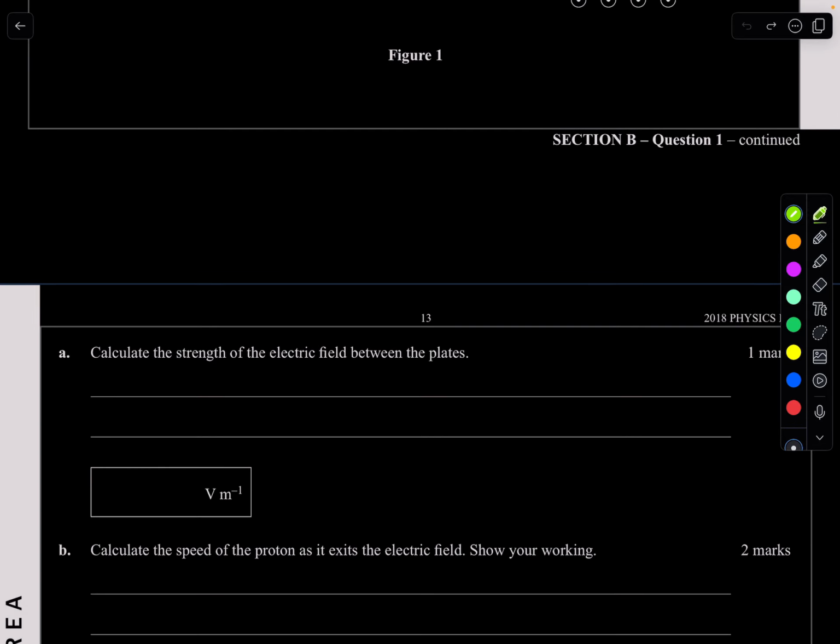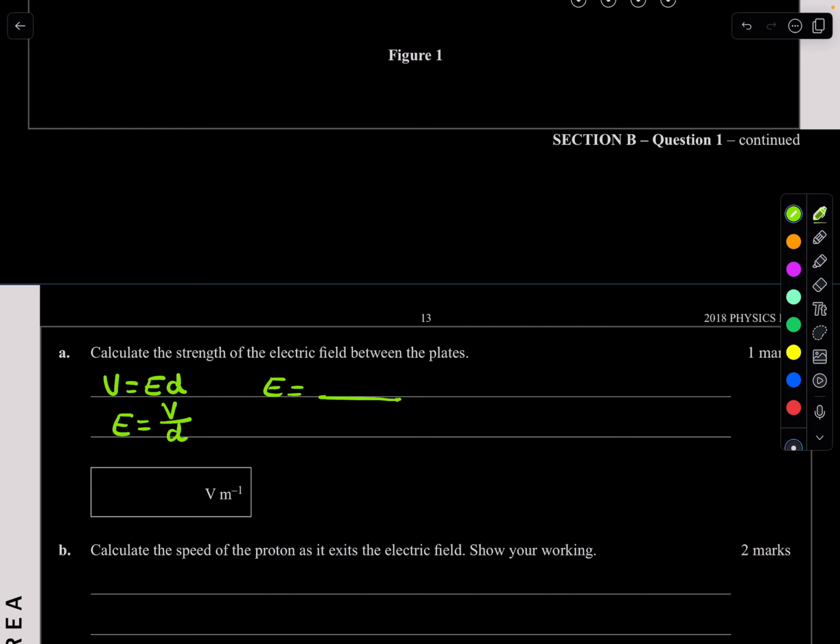So I'm just going to have a look at the formula sheet. And so that formula is actually V equals ED. We use V equals ED, where, of course, V is voltage, E is the electrical field strength, and that's what we want to calculate. So, of course, your electrical field strength is just voltage over distance. So, putting that in our formula sheet.